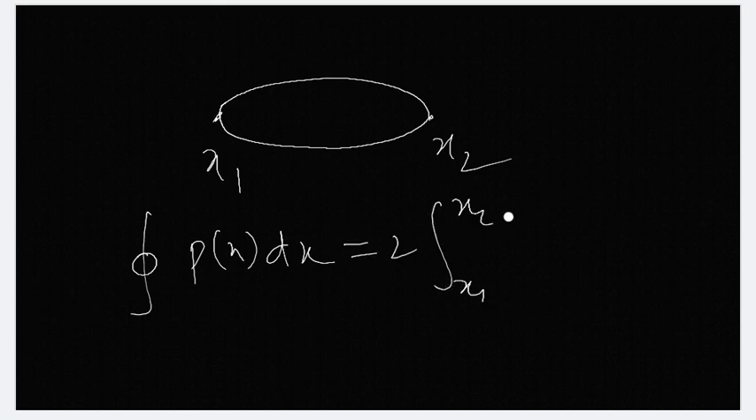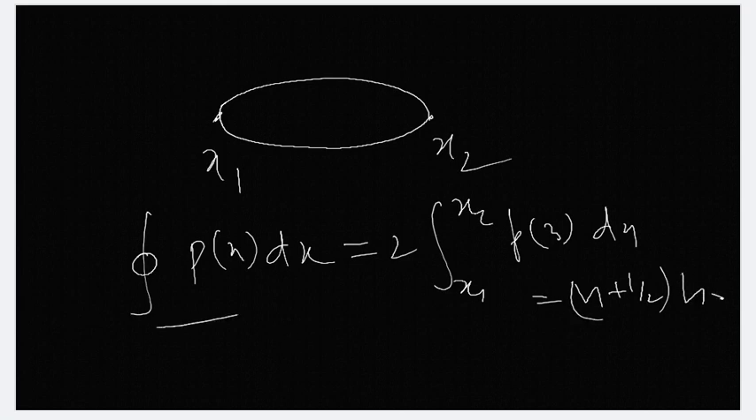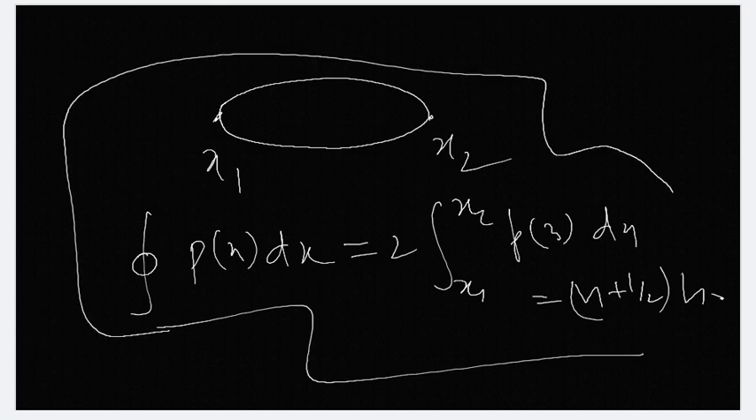So if you want to make the phase space, then you have to make it within the classically allowed region. That means from x1 to x2. So the phase space volume will be integration px dx, that means from x1 to x2 and then from x2 to x1, which is equal to 2 times integration x1 to x2 px dx. So it is n plus half into h. So this is the Sommerfeld quantization rule. This equation is called the Sommerfeld quantization.